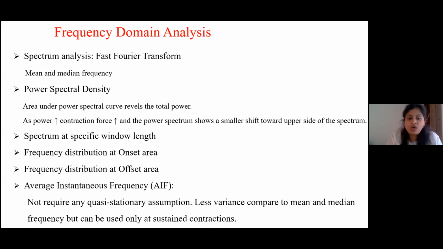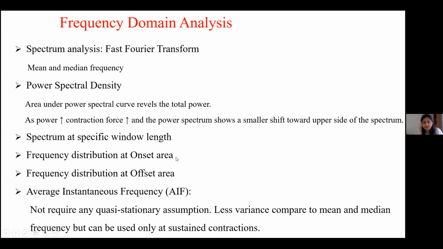So in some research, the frequency distribution at the onset area contributed a lot of meaningful features, as well as at the offset area. So you have to do the frequency distribution. You can study the frequency distribution at the onset area and at the offset area.